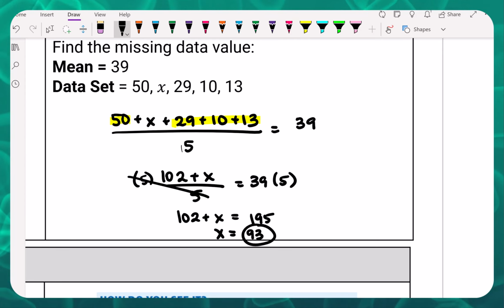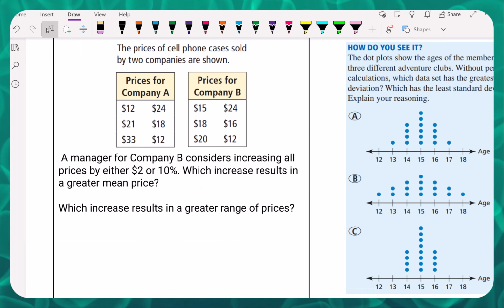All right, so let's practice this transforming data one more time. So I've got prices for company A, prices for company B. This time we have company B here. It's considering increasing all prices by either $2 or by 10%. So that's going to grow by 10%. Which increase results in a greater mean price?